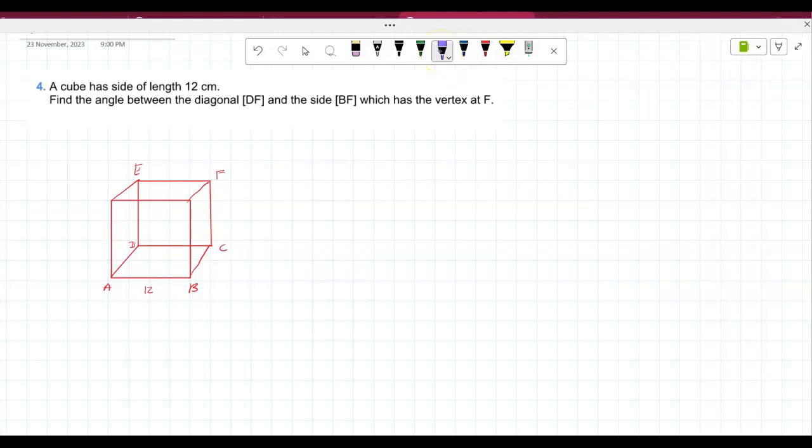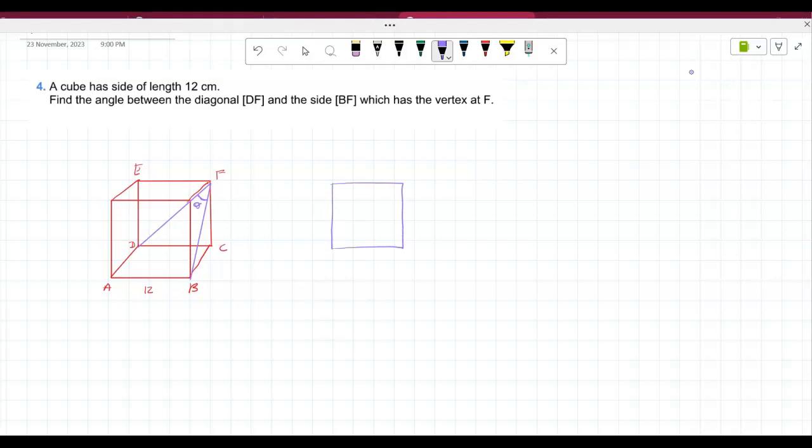No, they'll give you the diagram generally. So DF and BF. This is the angle that you have to find. It's not 90. This will be some acute angle. Because all the three are equal. So yeah, it's right.